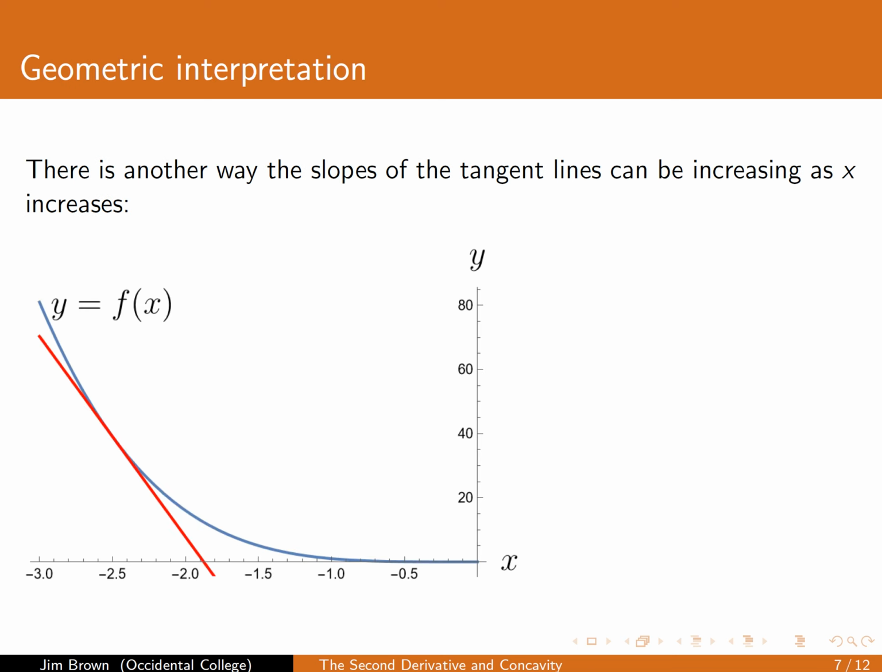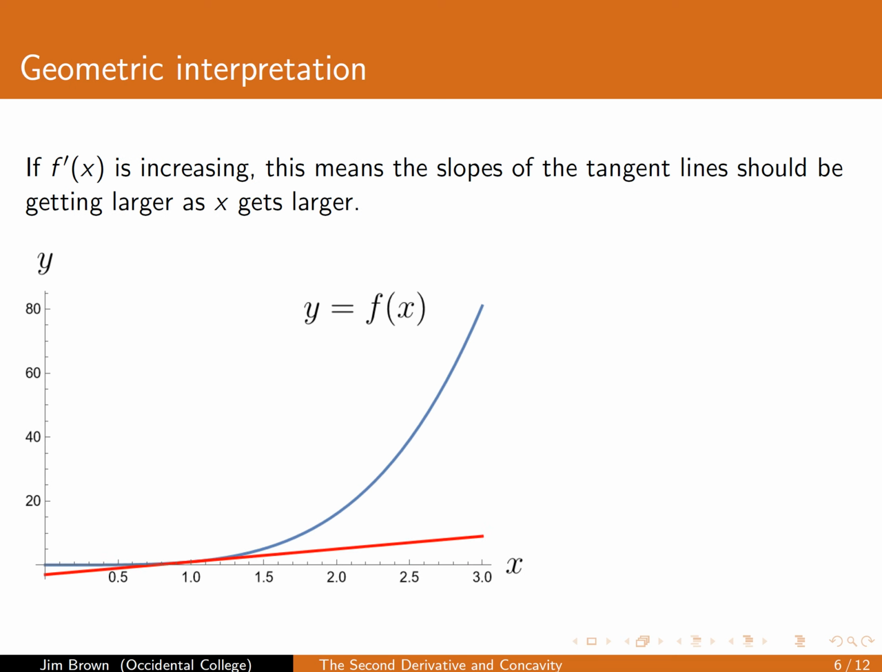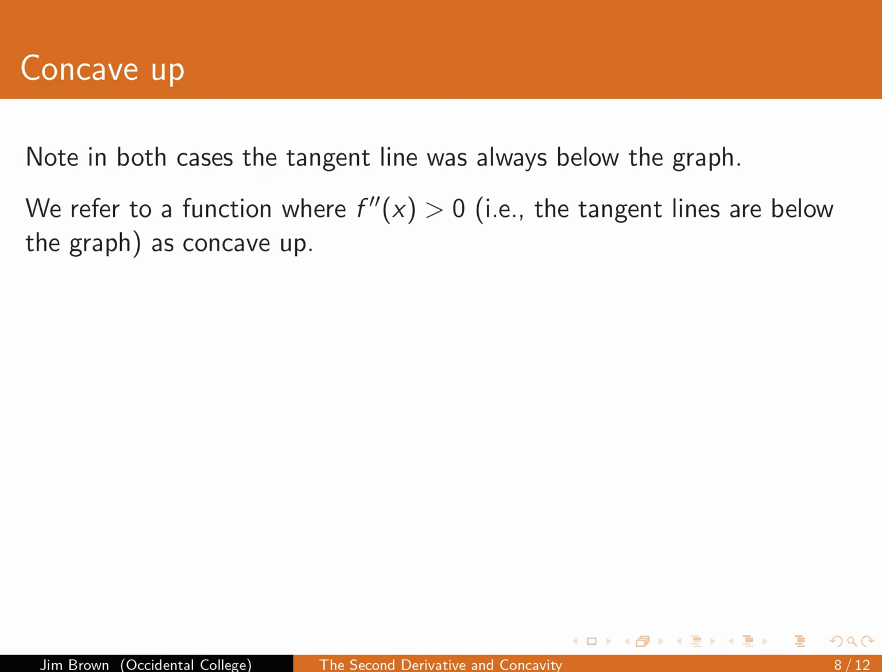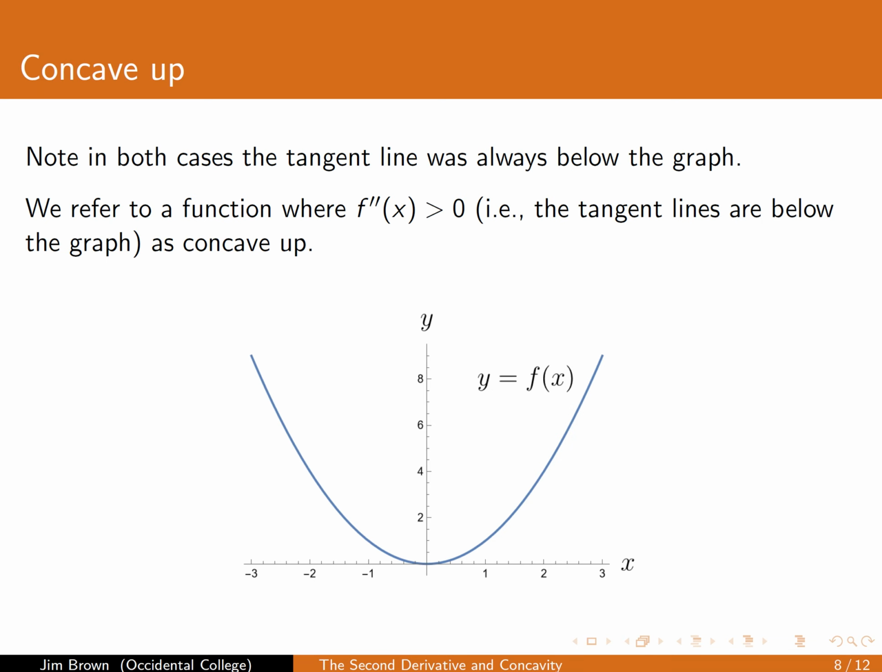If we look back at this case and the case before it, notice that the tangent lines are always below the graph y equals f of x. So we refer to a function where the second derivative is positive, which is equivalent to the tangent lines being below the graph, as concave up. Here's a typical picture of a concave up function. It can be increasing or decreasing like we just saw. It just means that the second derivative is positive.